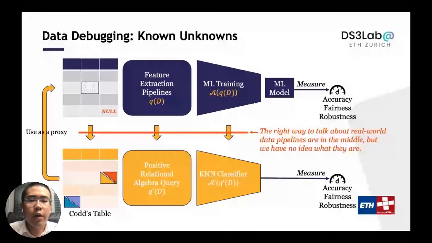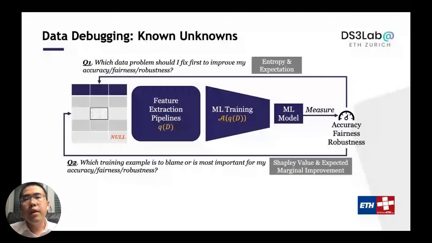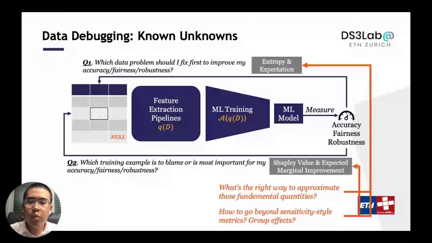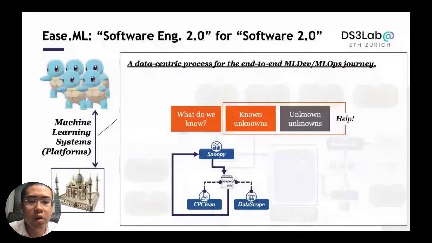The second thing that we have no idea about is that here we insist on computing these four fundamental quantities, because I still believe it is the right thing to do. The question is, what is the right way to approximate those fundamental quantities, and how can we go beyond this sensitivity style metrics? How can we measure different group effects? That's also another thing I have no idea how to do.